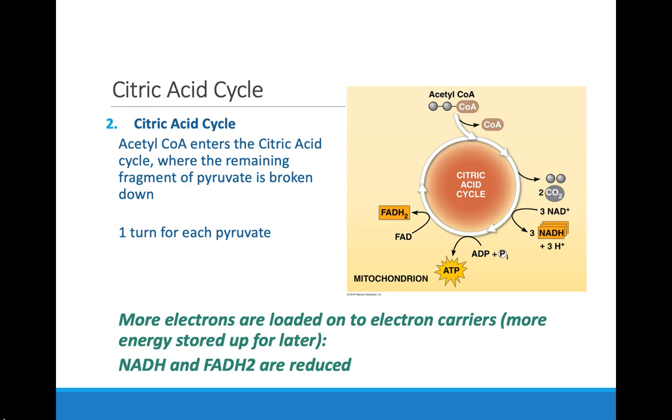This is ATP by substrate level phosphorylation. But the ATP is not the goal of the citric acid cycle. Those electron carriers and the final breakdown of glucose are really the goal of the citric acid cycle.